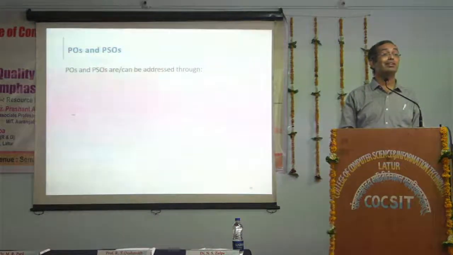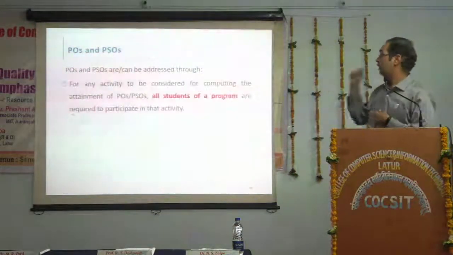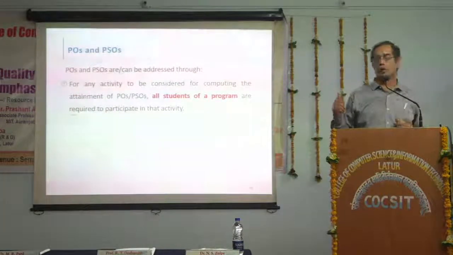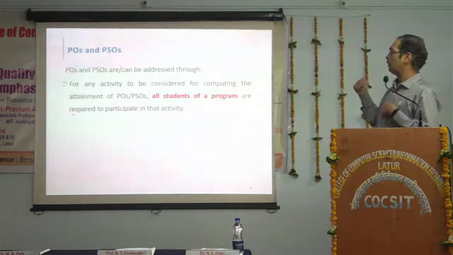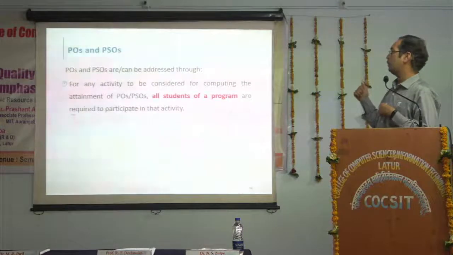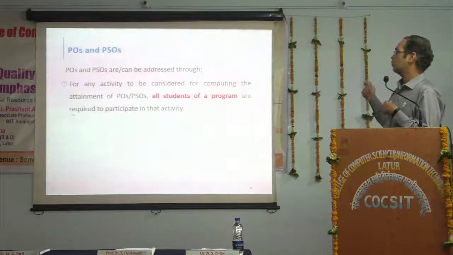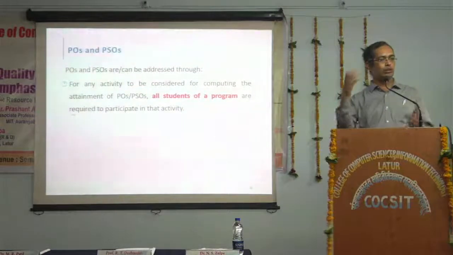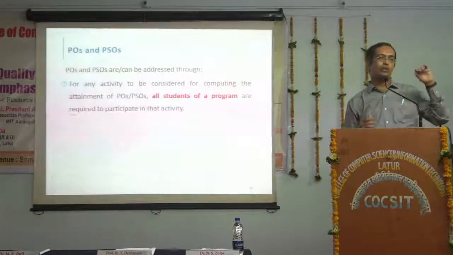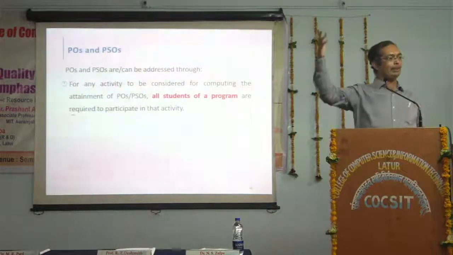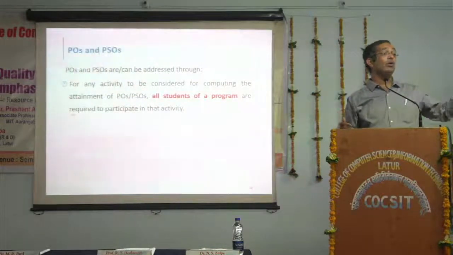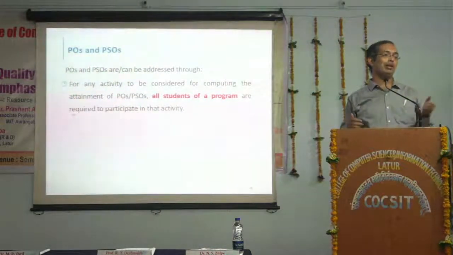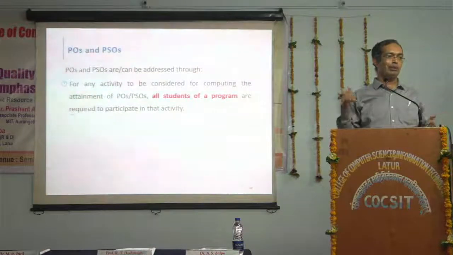Because, see, for any activity to be considered for computing the attainment of POs, all the students of the program are required to participate. What is happening with electives? Out of say 60, 20 are taking one elective, 20 are taking another, and 20 are taking a third elective. So how will you do the attainment for that particular program? That will be the question. That's why electives are not considered.